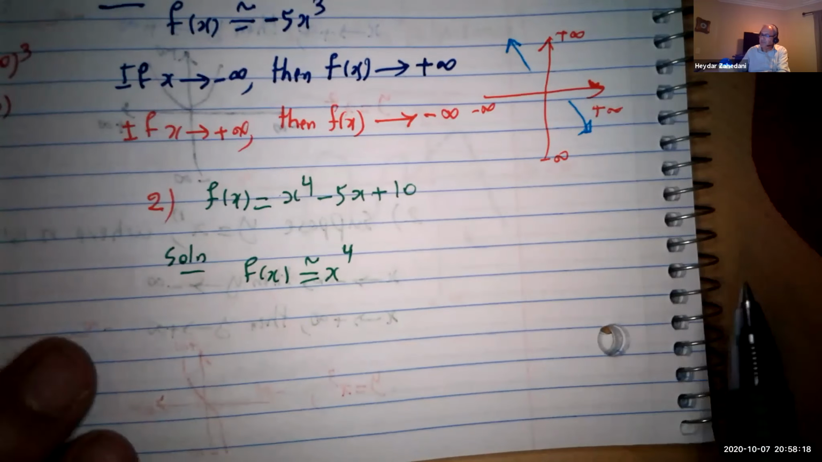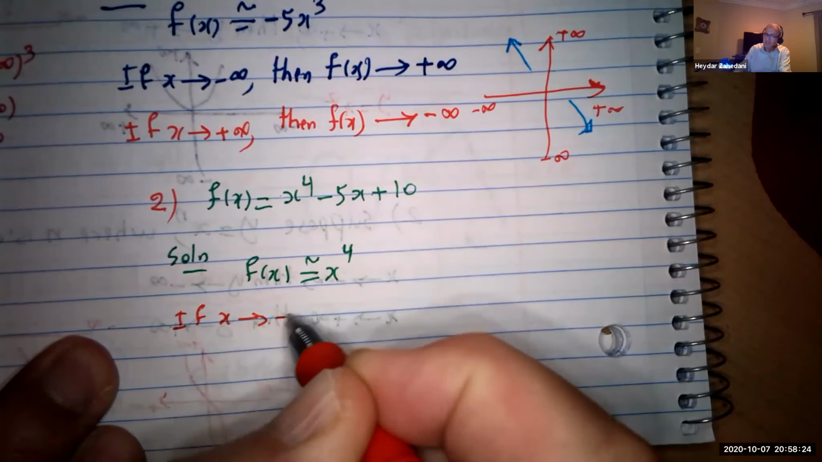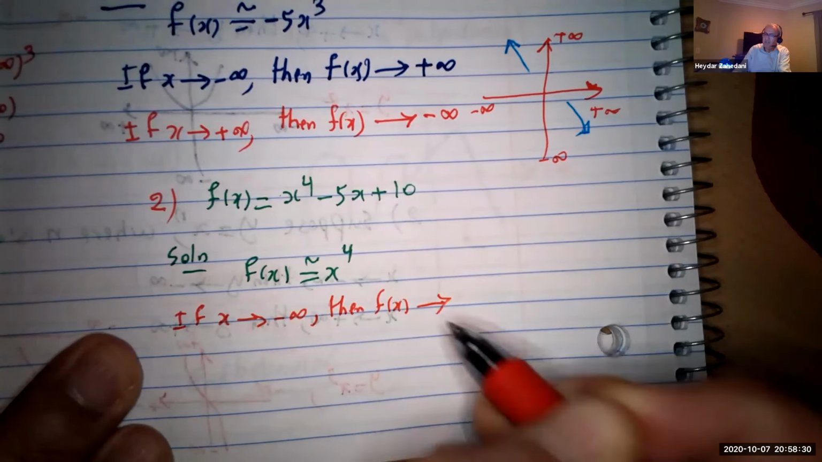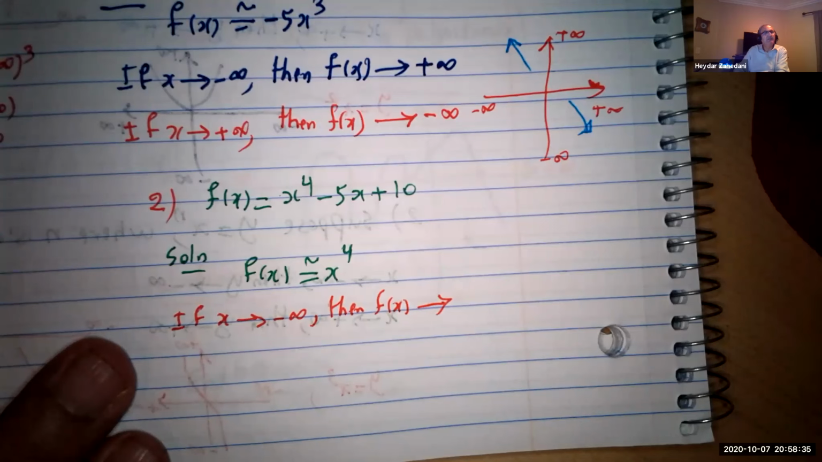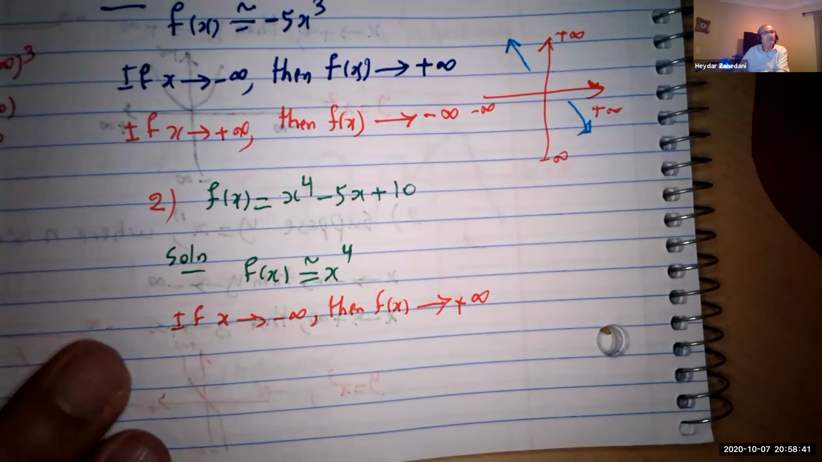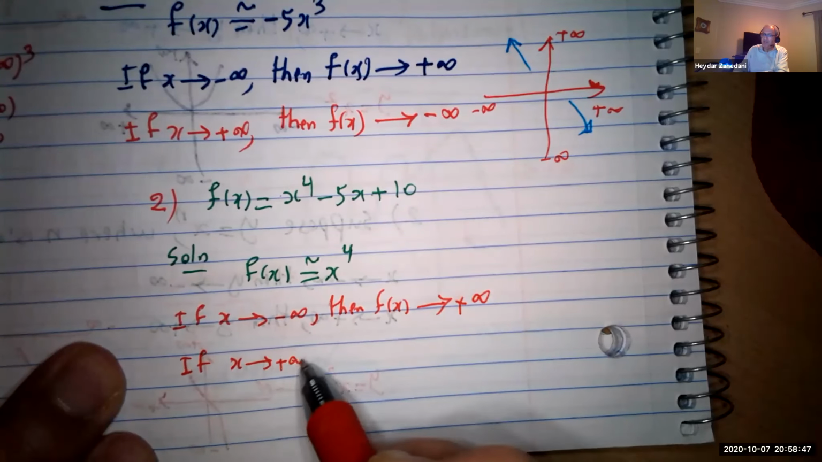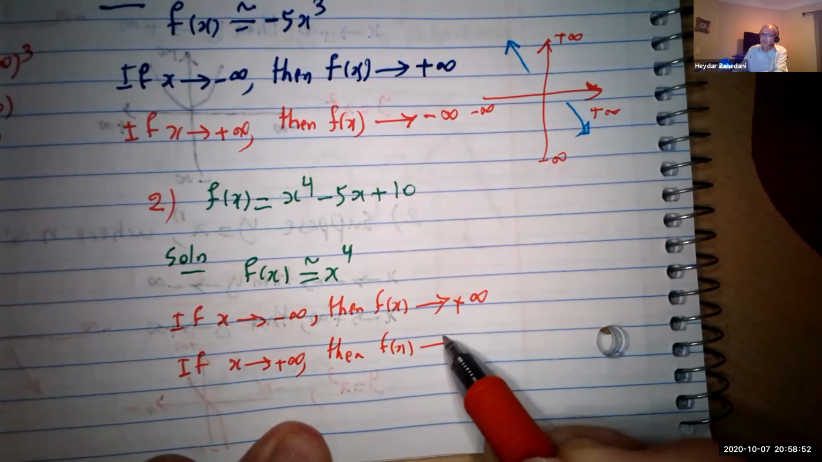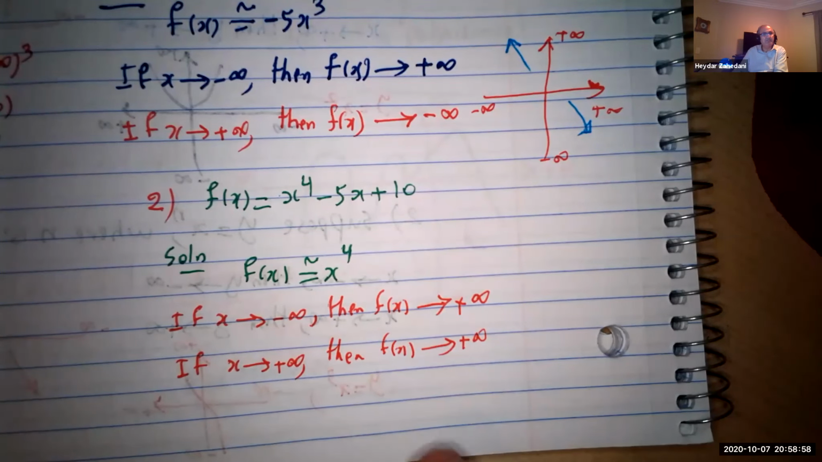Check the infinities starting from the left. So if x goes to negative infinity, then your f of x, you see that's easy, because negative to the fourth would be positive, and the coefficient is positive here. There is no negative sign. So that would be positive infinity. And if you do it the other way around, if x goes to positive infinity, then f of x goes to positive to the fourth, which is positive. So it's up.